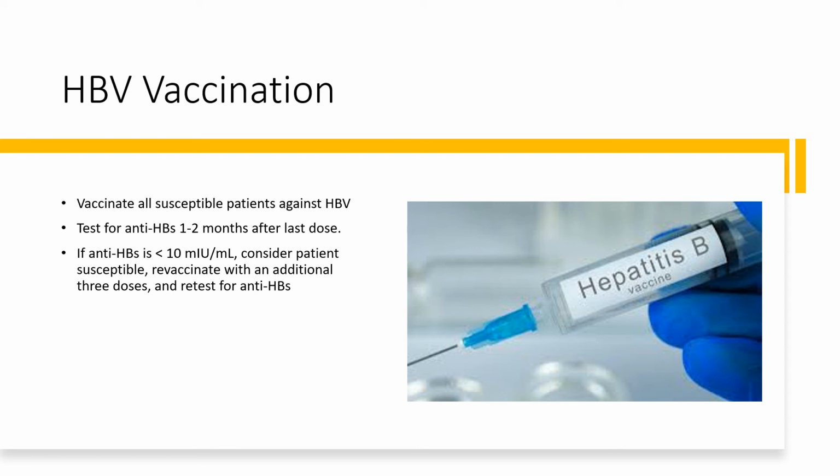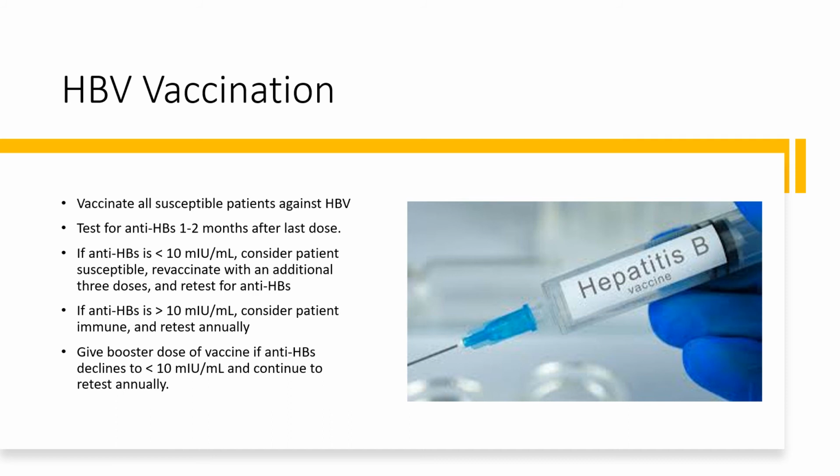If it's immeasurably low, then we revaccinate our dialysis patients. And if it's elevated, then we consider the patient immune and retest them annually. If the titer falls below 10 mIU per mL, then we re-administer a vaccine and retest them annually.